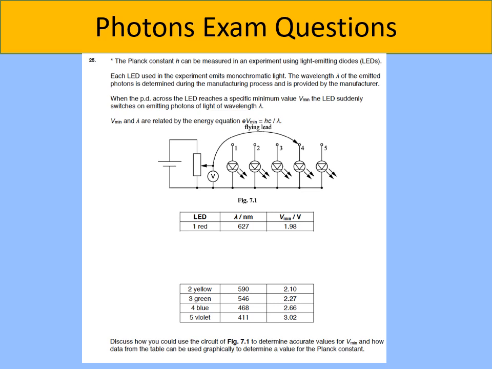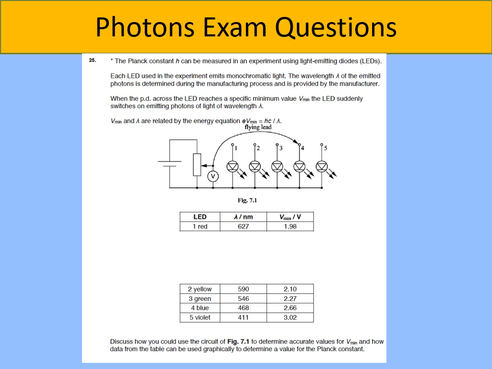EV min is equal to hc over lambda. Discuss how you could use the circuit shown in figure 7.1 to determine accurate values for V min and how data from the table can be used graphically to determine a value for the Planck constant. Okay, so we talked about this experiment before, an easy experiment to find the Planck's constant using LEDs.